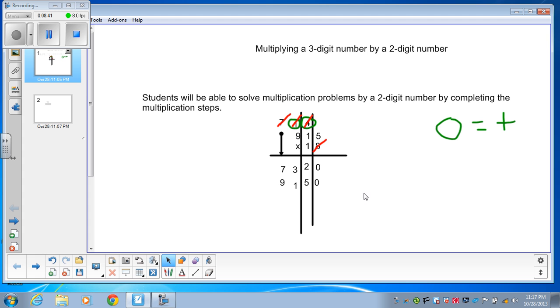Now, after you found your 2 products, we add. We have to add them together because remember, multiplication and addition go together. When you multiply by more than 1 digit, you have to add the products together. Here we go. 0 plus 0 is 0. 2 plus 5 is 5, 6, 7. 3 plus 1 is 4.